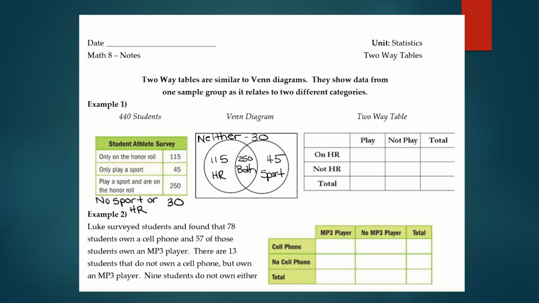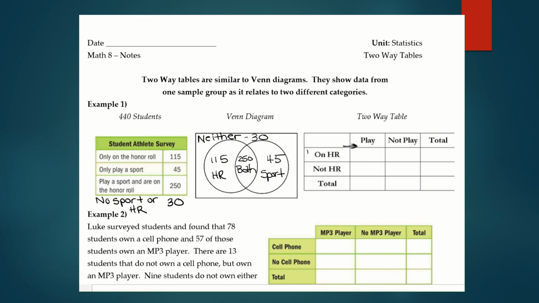So our two-way table is actually really, really similar to our Venn diagram. So you'll see with our two-way table, we have one category on the top going across in a row. So our rows, remember, go right to left. So here's our row.